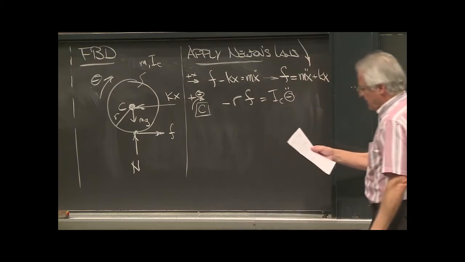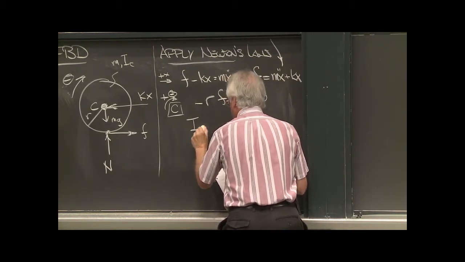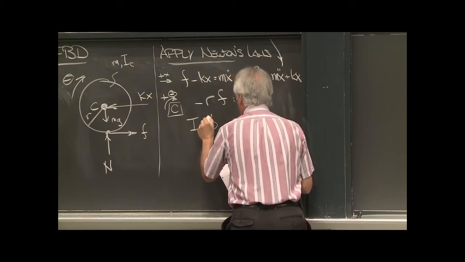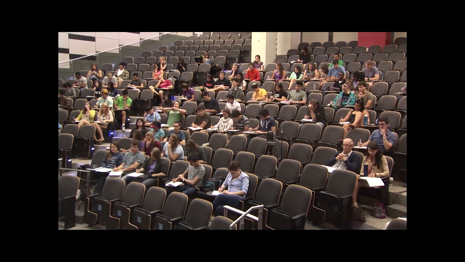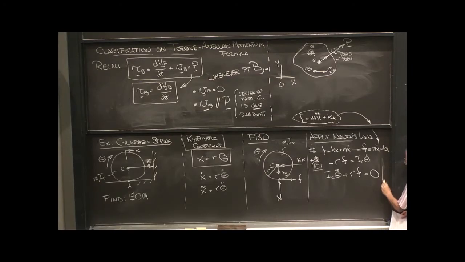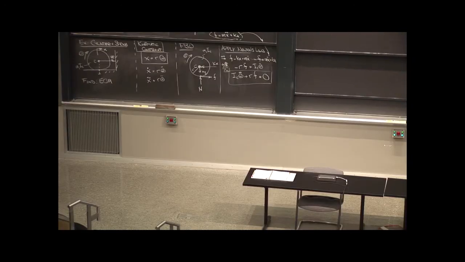And it's that simple. And again, in the same spirit, I'd like to rewrite that. Theta double dot plus RF equals 0. Everybody see that? This is a perfectly good, how about, is it Kathy in the back? Can you read that? Good.